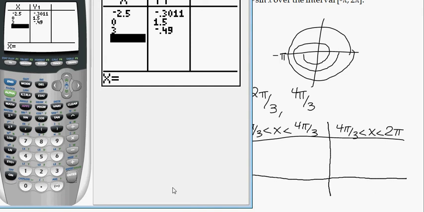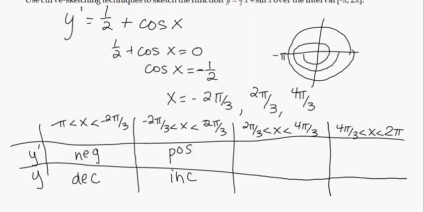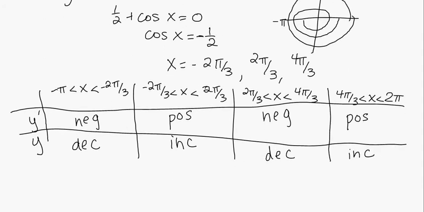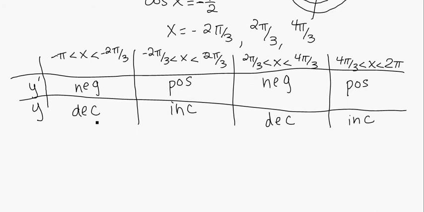And we see we get a negative value. So over here, that tells me my graph is decreasing. For time's sake, I'm going to jump ahead and tell you that this is going to be positive, and this will be increasing. So we see that the graph is going from decreasing to increasing. If a graph goes from decreasing to increasing, we're going to get a local minimum.